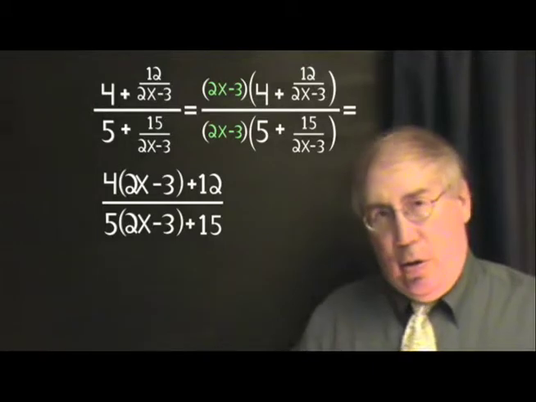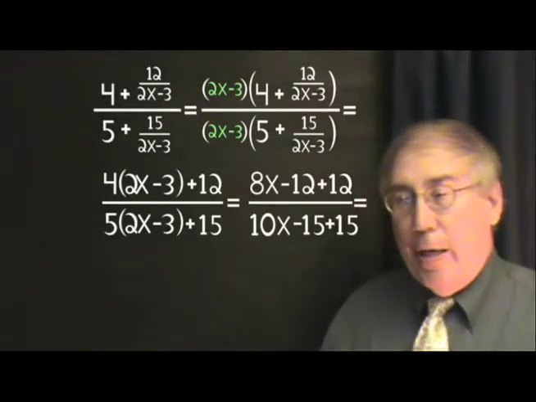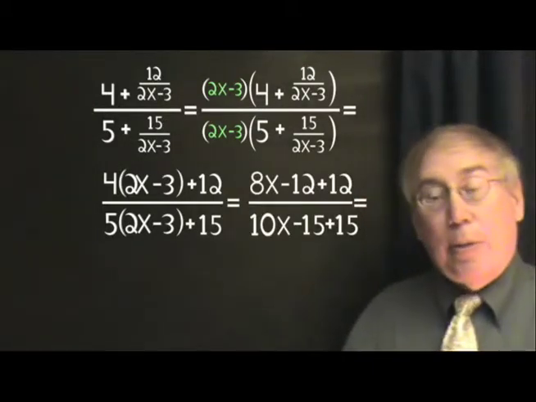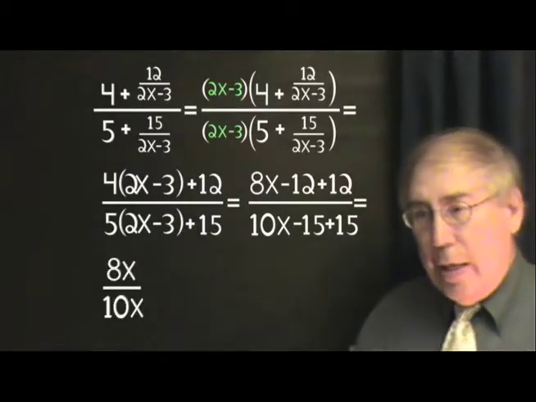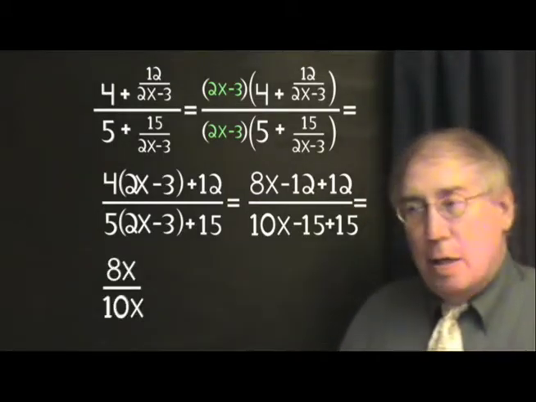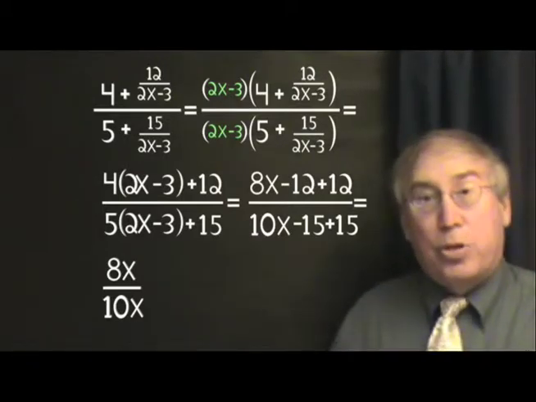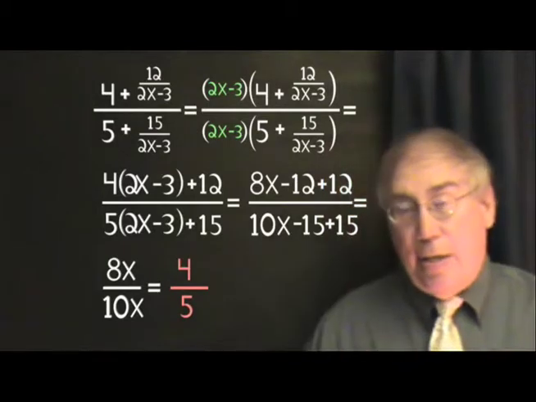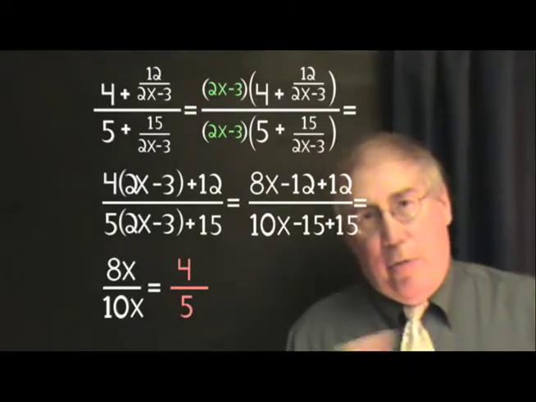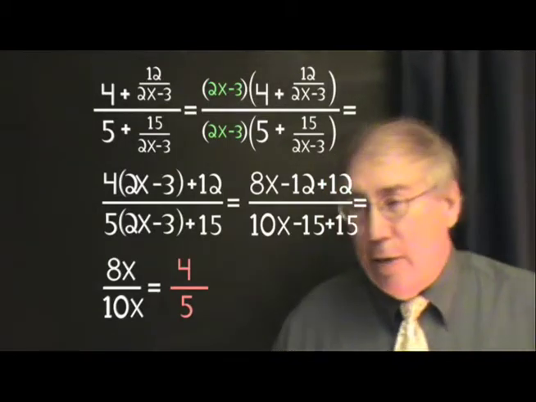Now, let's do a little distributive property here. 4 times the quantity 2x minus 3 and 5 times the quantity 2x minus 3. Now, those 12s and 15s will just drop out, and you're left with 8x over 10x. The x's drop out. Divide 2 into the numerator and denominator, and you get 4/5.